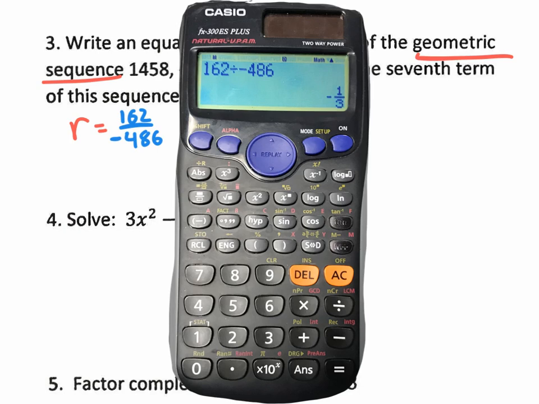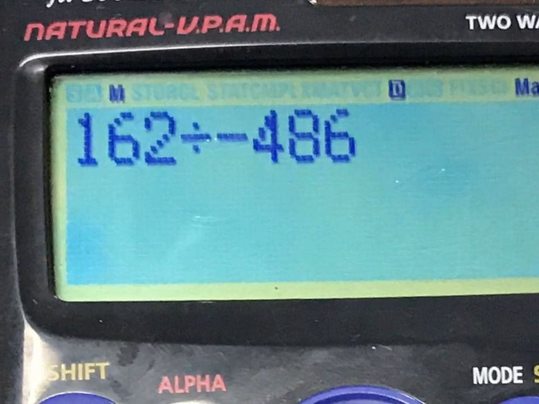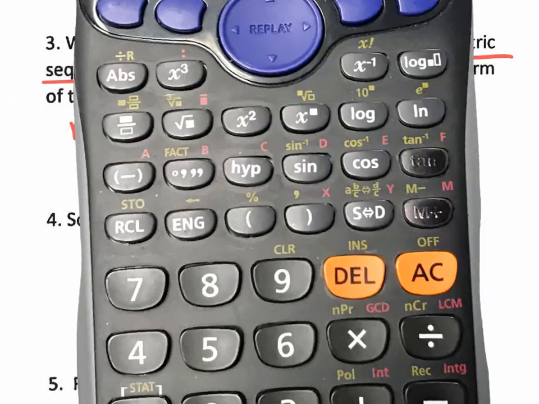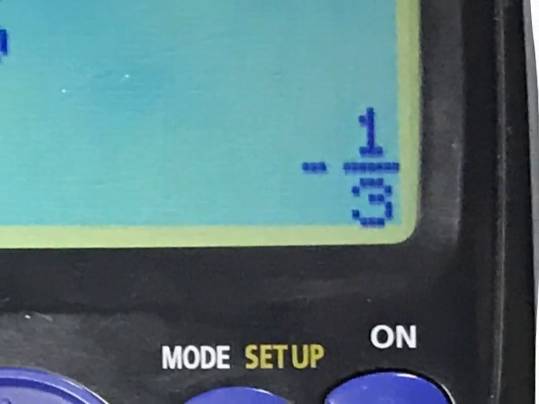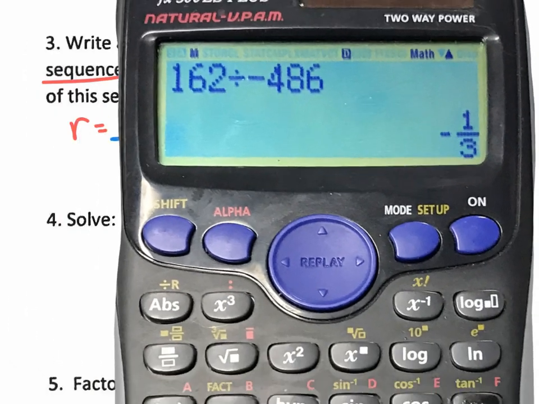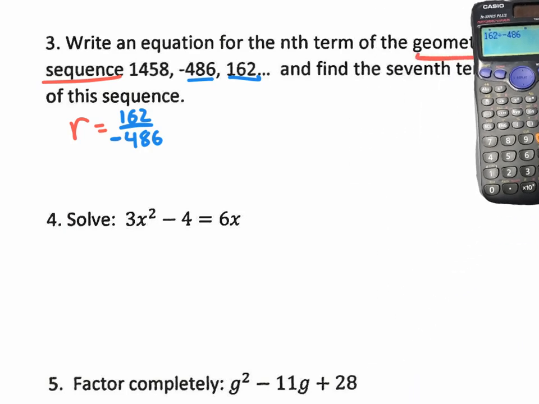So if you have a Casio calculator, now some of us are going to be lucky enough to get here early enough to get the Casio. There's only half of the class set is Casio, the other half is Texas Instrument. So right here, all you have to do to calculate that ratio, to simplify it, is 162 divided by negative 486. If you type that in and you hit the equals button down there, it will give you the reduced fraction, the common ratio of negative 1/3. Okay? So that guy, the common ratio is negative 1/3.